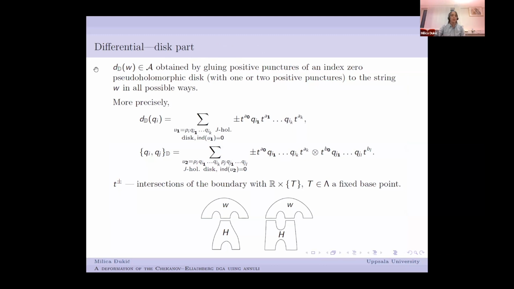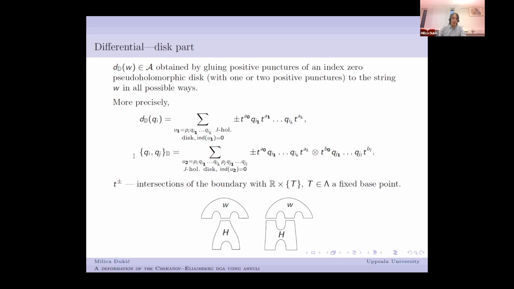First, the disk part. Basically, for a string W, the disk part of W is obtained by gluing positive punctures of an index 0 pseudoholomorphic disk to this string in all possible ways. More precisely, the disk part of Qi is the sum over all index 0 J-holomorphic disks with one positive puncture at gamma i of words obtained by reading off the negative punctures at its boundary in order, starting from the positive puncture. And we will add this t plus minus every time we cross the boundary over R times t, for t some fixed base point.